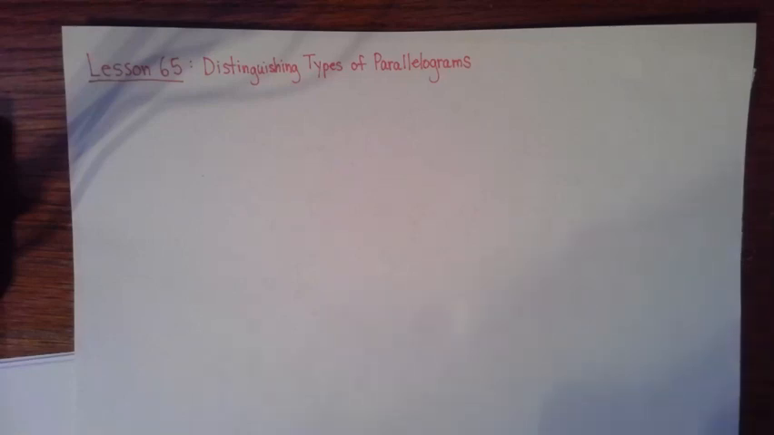Lesson 65 is on distinguishing types of parallelograms. Okay, so this is kind of a lesson to bring lots of concepts together. We've talked about parallelograms and different kinds of quadrilaterals. We have definitions of those quadrilaterals. We have properties of the quadrilaterals. And sometimes it's hard to keep track of all of those things. So I think this is a good time for us to put them all down in one place so that we can see everything.